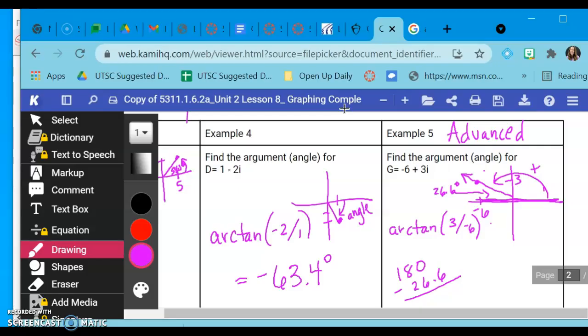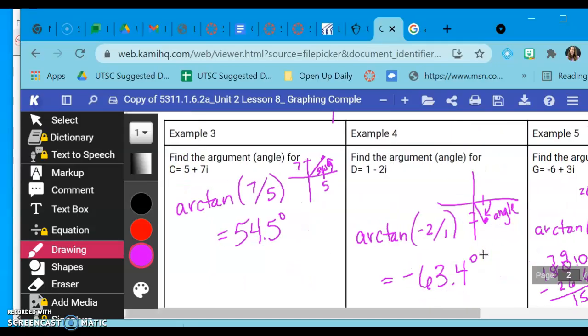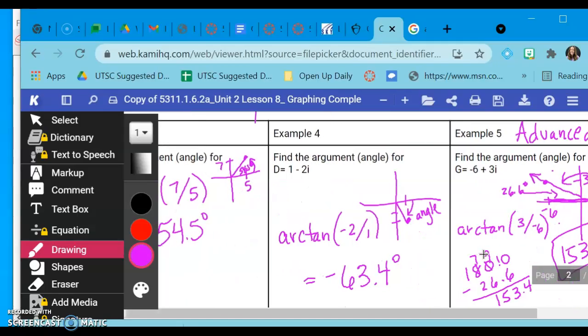So then 180 minus 26.6 is, I'll just go ahead and borrow, so 7, borrow 9, I get 153.4 degrees. Now, if this is too much for you, don't worry. I just wanted to preview why we're not doing the second and third quadrant. Probably in quarter 4, we will learn more about this. So if you're fine with example 3 and 4, then you're good to go.